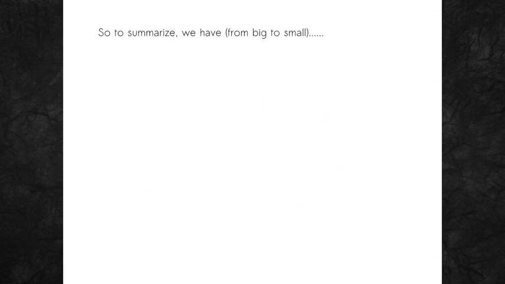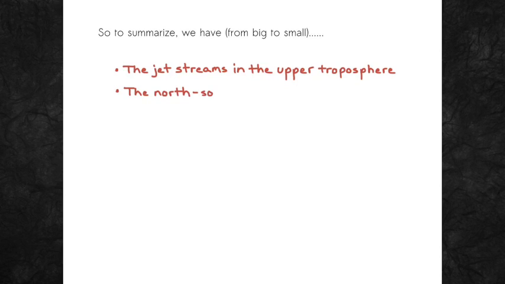So to summarize, if we think about circulation starting with the really big stuff, working our way down to the smaller stuff. On the really big end, the biggest, most prominent circulation is our east-west jet streams in the upper troposphere. The next biggest circulation, if not the next most intense, is going to be our north-south circulation cells with their associated upward and downward motion and rainfall and the associated wind belts.